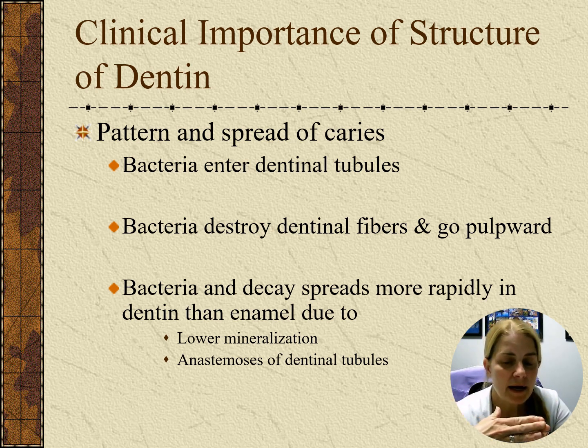Once we get a lesion or bacteria that goes through the DEJ, it starts out as incipient decay. And then once it gets through that DEJ, it can spread very rapidly. The bacteria can destroy the dentinal fibers and go towards the pulp, and then it can spread through those secondary channels that we were talking about through the anastomosis, and it's lower mineralization, and there's anastomosis of those dentin tubules. So once the decay gets past that DEJ, we have to do something about it, and the earlier we find it, the better, because it can spread quickly.